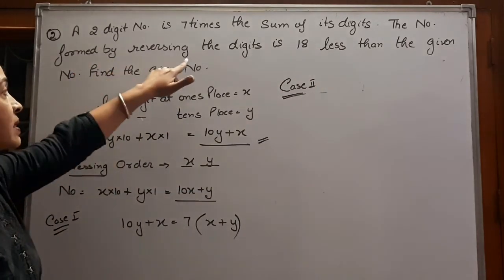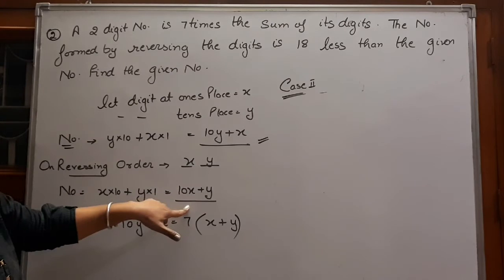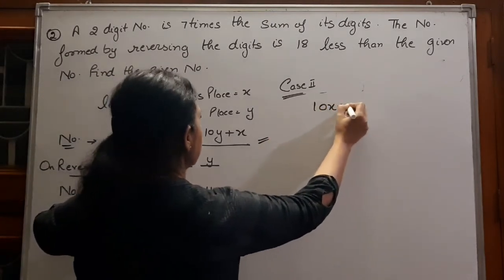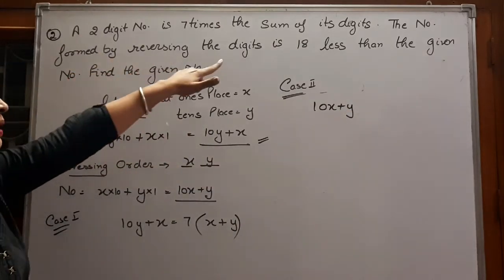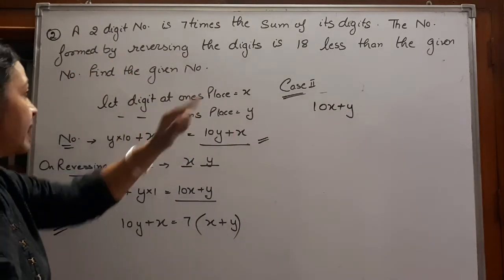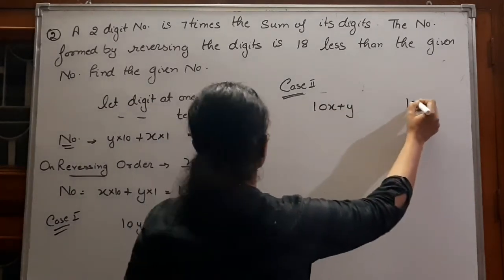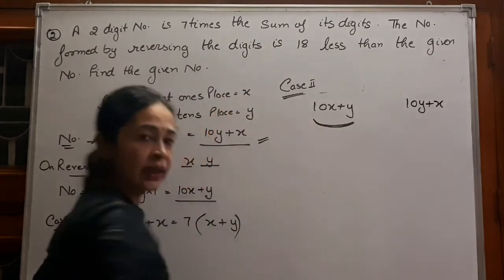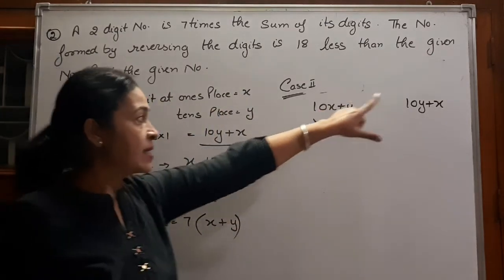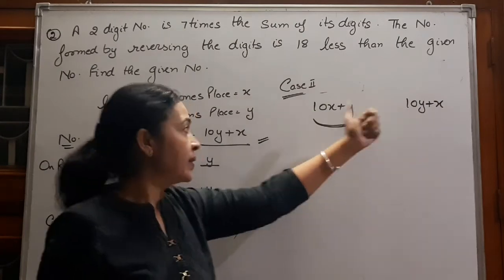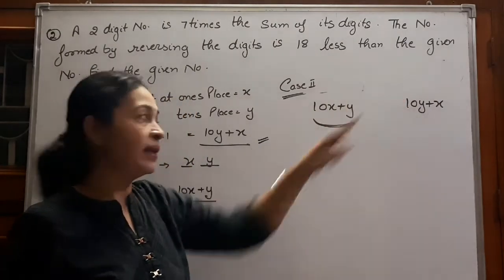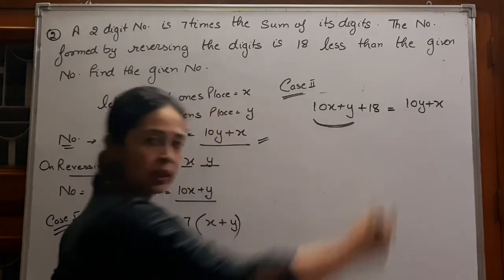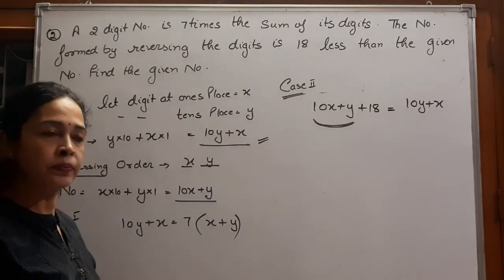And case 2 is the number formed by reversing the digits. This is the number formed by reversing the digits, that is 10x plus y. The number formed by reversing the digits is 18 less than the given number. This was the given number. This number which we get by reversing the digits is 18 less than this number. If we add 18 to this number also, both the numbers are equal.